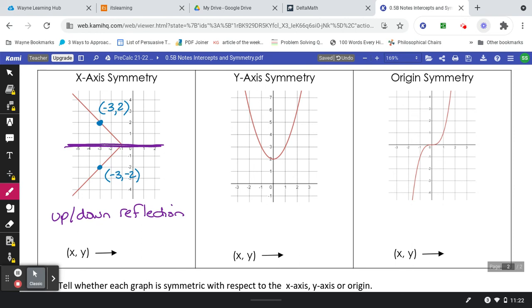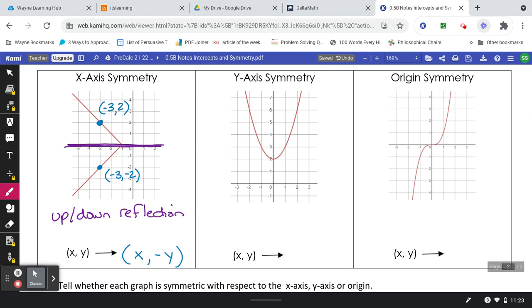The x is exactly the same, but the y changes. That's what we mean by x, negative y. The y changes. That works for every point along that graph. The x would stay the same, but the y would change.